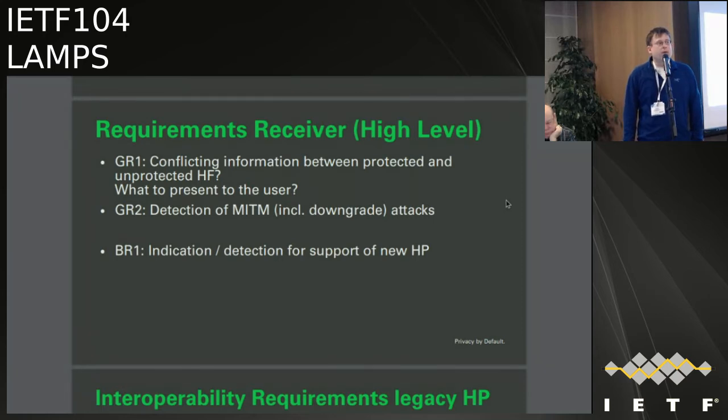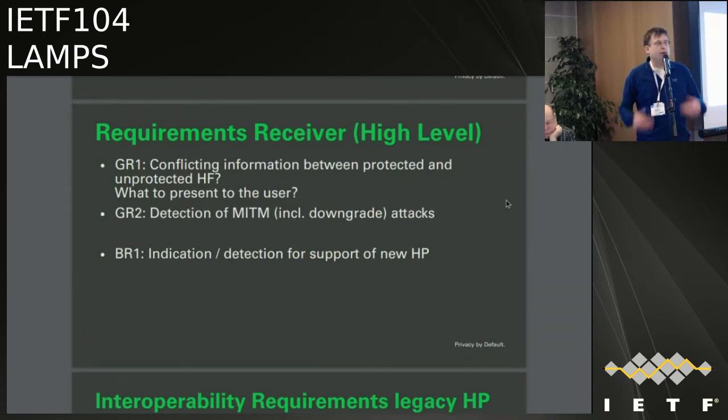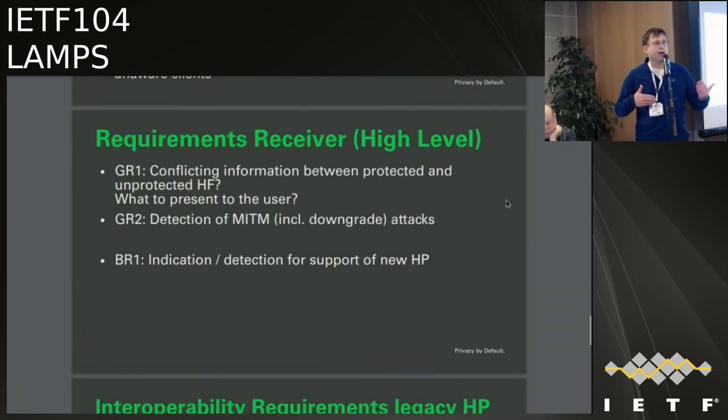We need to think about if there's conflicting information in the protected area and the unprotected area, how we deal with that. We solve it so that the unprotected area is overridden, but other people might have other requirements. And we need again to think about the detection of man-in-the-middle attacks, especially downgrade attacks. And again, the indication and detection for support of new header protection comes here as well on the receiver side.